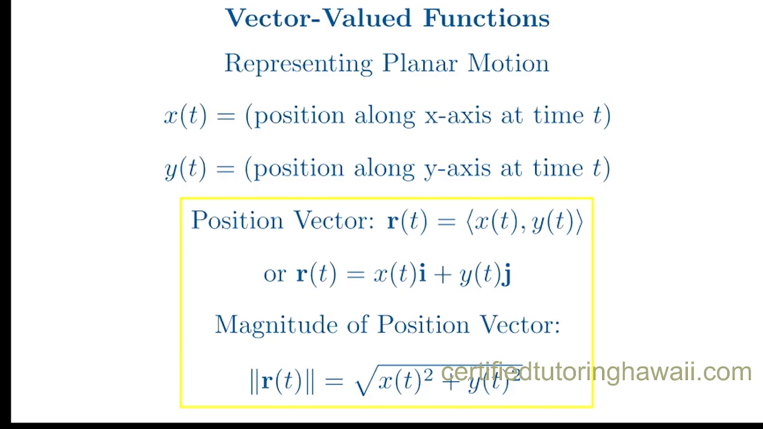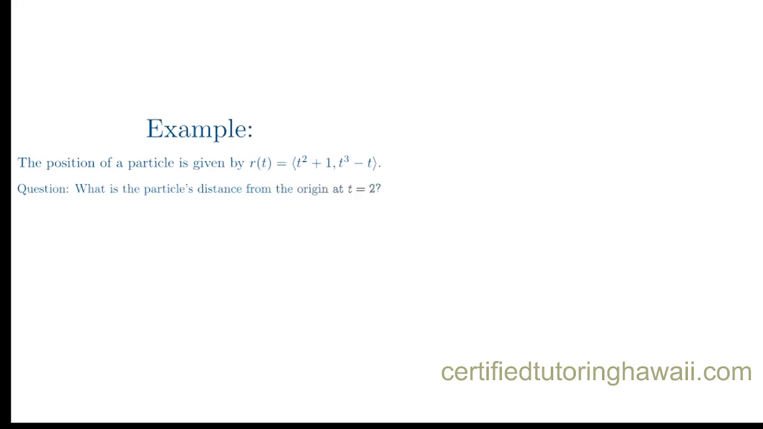Let's work through an example to solidify this. Suppose the position of a particle at time t is given by the vector-valued function r of t equals the vector t squared plus 1, comma t cubed minus t. The question is, what is the particle's distance from the origin at time t equals 2? First, let's find the position of the particle at t equals 2. We do this by plugging 2 into our function.